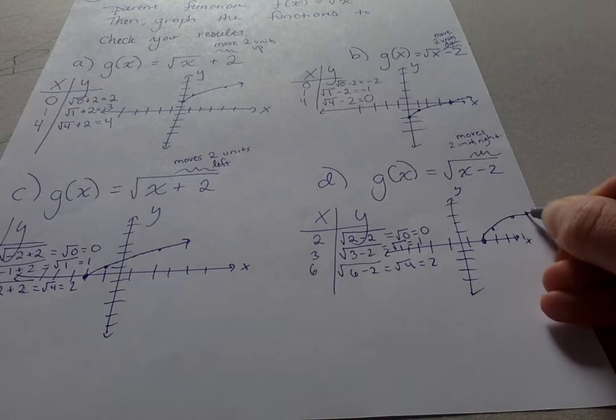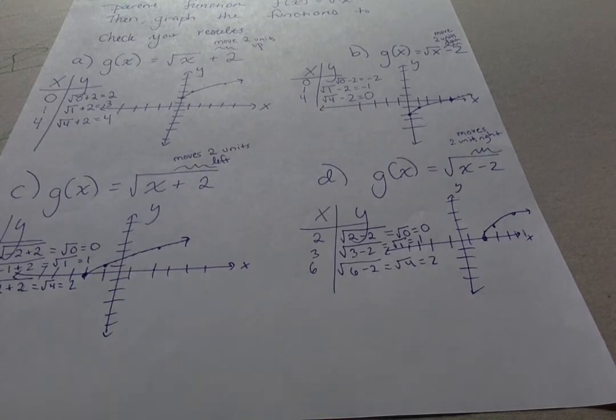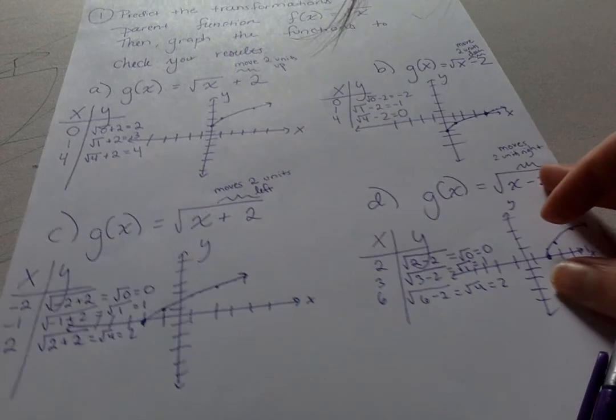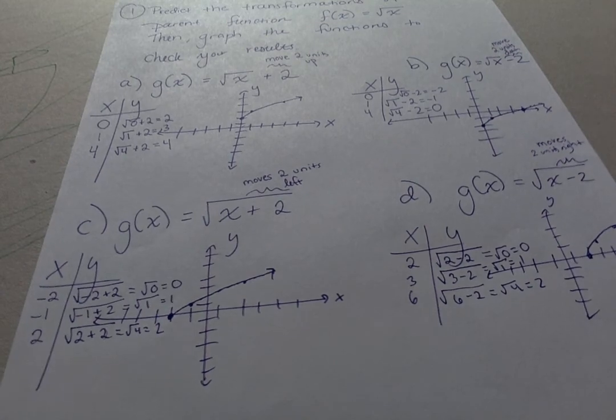So we connect our points and we realize that this is the exact same shape as from A, B, and C. It's just moved 2 units right. So this video really helped us compare and contrast what happens whenever we're adding something. Next video we'll look at what happens when we are stretching or reflecting something.